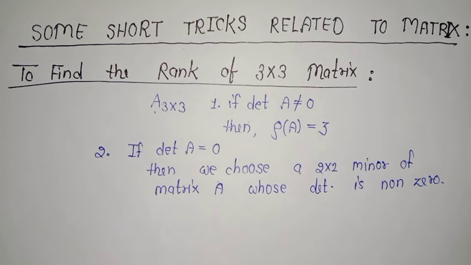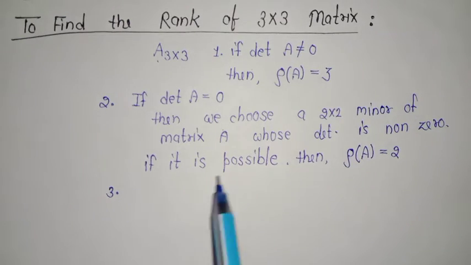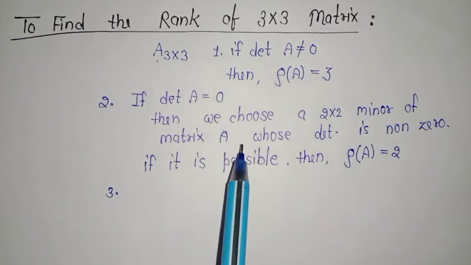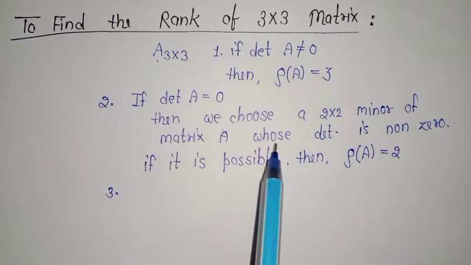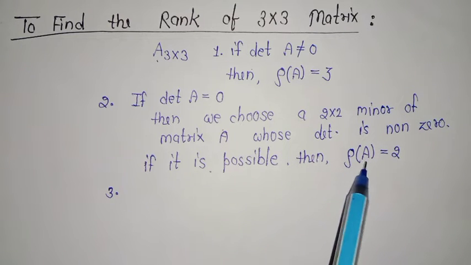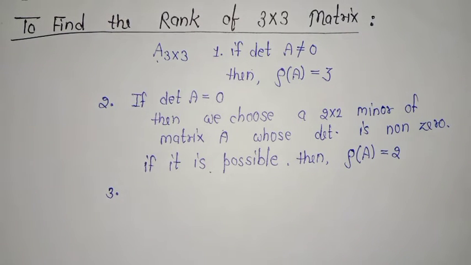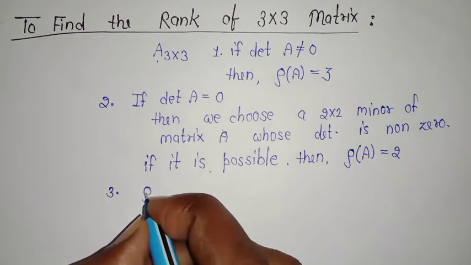Now suppose you are not able to find any 2 cross 2 minor in the matrix. In that case the rank of the matrix becomes 1. So if you are able to find a minor of matrix A whose order is 2 and its determinant is non-zero, then the rank of the matrix becomes 2. Now suppose we are not getting any minor of order 2 cross 2 whose determinant is non-zero. In that case the rank of the matrix becomes 1.